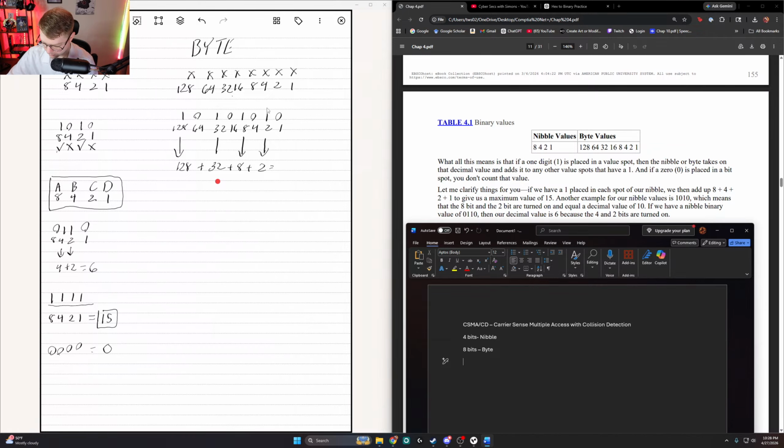So let's see. 128 and 32 is 160. And then 160 plus 8 is 168. Plus 2 is 170. So that's all we're really doing here. If a value is turned on, we add the number. If it's turned off, we don't add the number. So that's how we go from binary to decimal.